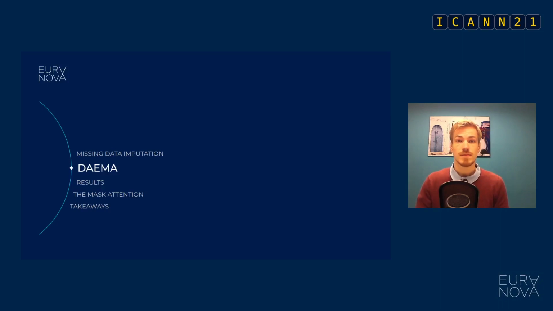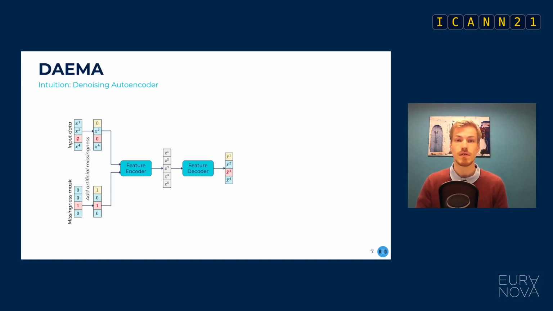To learn this function, we propose DAEMA, a denoising autoencoder using a new mechanism we called mask attention. Here is the intuition. First of all, we start from a simple denoising autoencoder. A neural network encodes the data into a latent space, and this latent space is decoded by another network to reconstruct X. These networks are the feature encoder and the feature decoder. For the network to learn to impute missing data rather than implement the identity, an artificial missingness is added to the data before feeding it to the network.